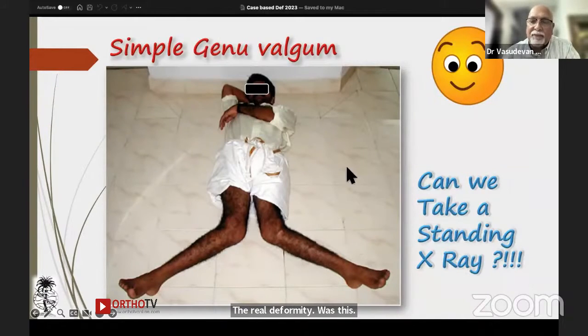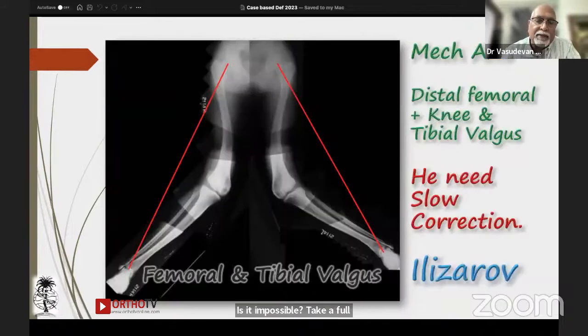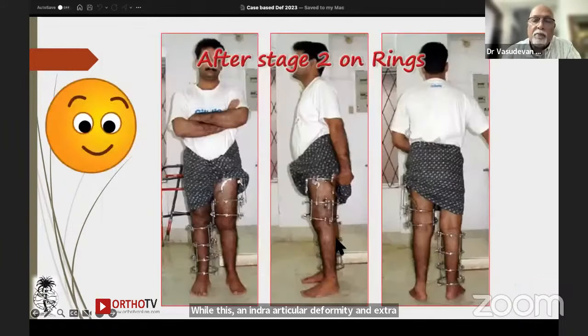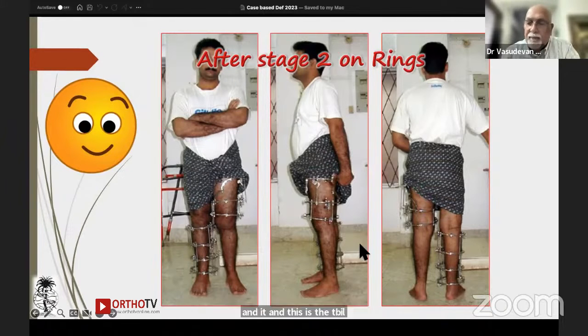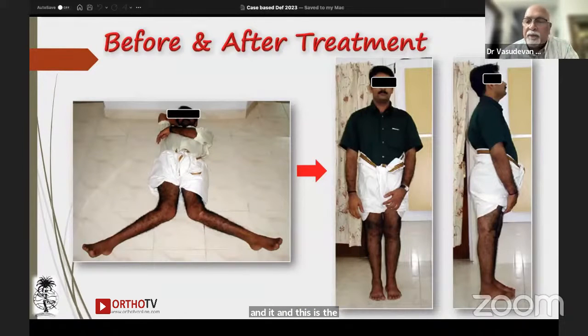Bilateral, can we take a standing X-ray for this boy? It's impossible to take a full-length X-ray standing. So I took multiple films and X-rays like this. So that is the mechanical axis. And he had a distal femur valgus, an intra-articular deformity, and an extra-articular tibial deformity. This was a case long back, I did all Ilizarov. The femur also I did Ilizarov, but that was acute correction. And this is the tibial correction. This is before and after.